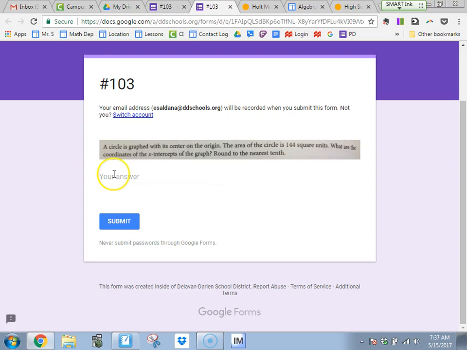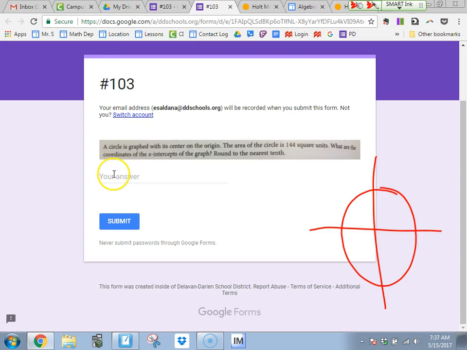It says here, a circle is graphed with its center on the origin. Okay, just as a visual, talking about some x and y axis, and the center is at the origin. It says we know the area. The area is 144 square units, and we want to know what are the coordinates of the x-intercepts. In other words, we want to know these two locations.